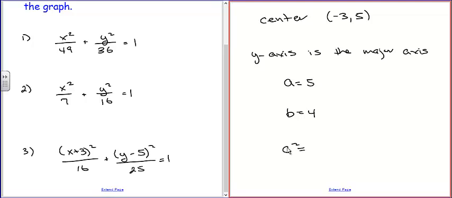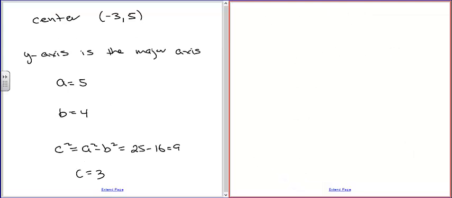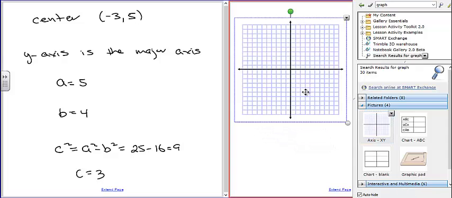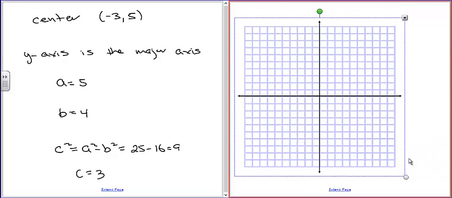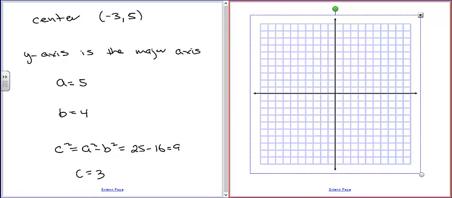And c squared is equal to a squared minus b squared. So that's 25 minus 16, which is 9. Therefore, c is equal to 3. Now we can add a page and graph everything. Center, a, b, c. That's all you need. And it looks like normal scaling is going to work here.